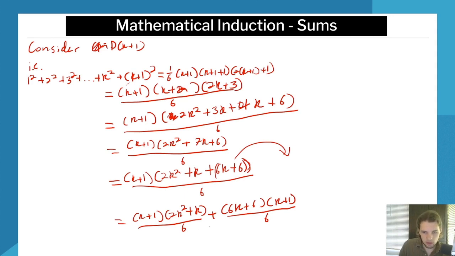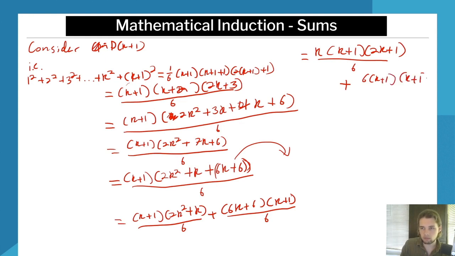Now, if we go up here and work it out a little bit more, we can take the K out of this set of brackets now, which is what I was trying to sort of move towards. So then we end up looking like this, over 6. And then we have a plus, and then we can take 6 outside of these brackets, so it's a 6K plus 1, K plus 1, all over 6. So then this equals K plus 1, 2K plus 1, all on 6, plus K plus 1 squared. So this is where we want to be.